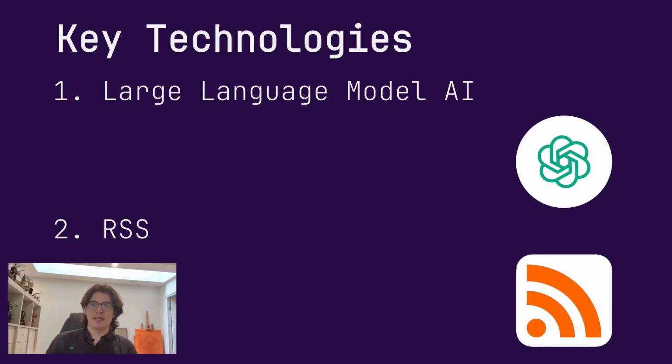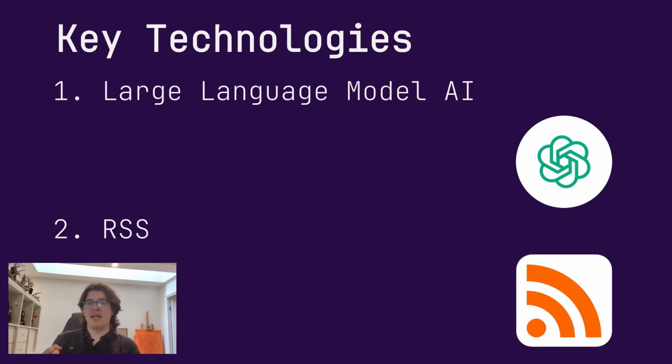Chi-Curate's solution leverages two key technologies. They are large language model AI and RSS. Now, you don't need me to explain how useful these large language model AIs are. The interesting part of Chi-Curate's solution is it turns out that you can run one of these models locally on your computer and do so quite efficiently.